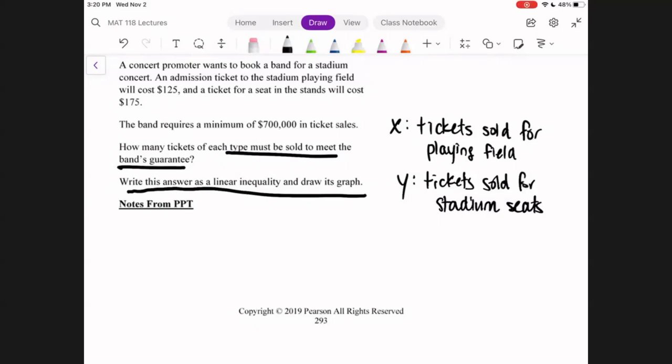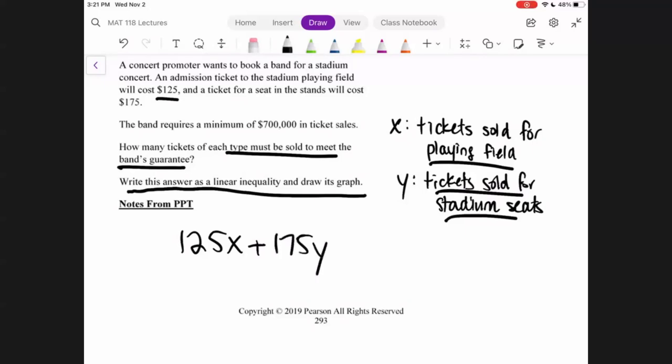Okay. So every ticket you sell, what's going to be the price, right? So if I sell playing field, every playing field is $125. So 125 times x will give me how much revenue, right? How much money I bring in from sales. But then I'm also selling this other type of ticket. And since we think of sales as everything together, I'm going to add to that 175y. Right? And then what am I hoping the sales to be? I said I want it to be a minimum. So then this has to be greater than or equal to $700,000. Okay.